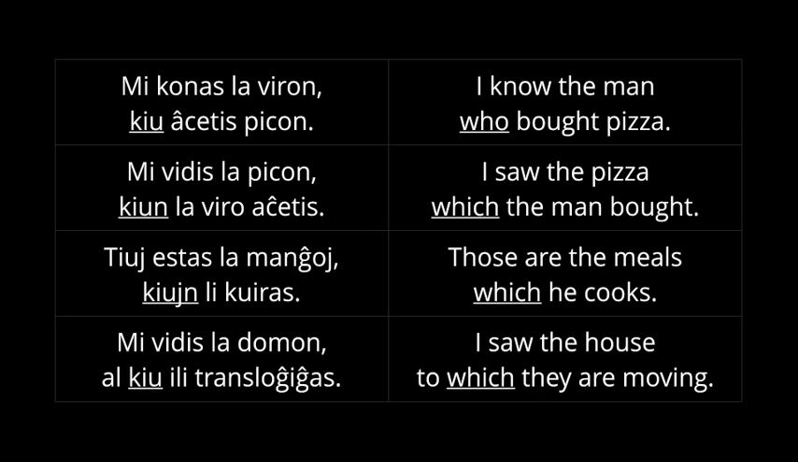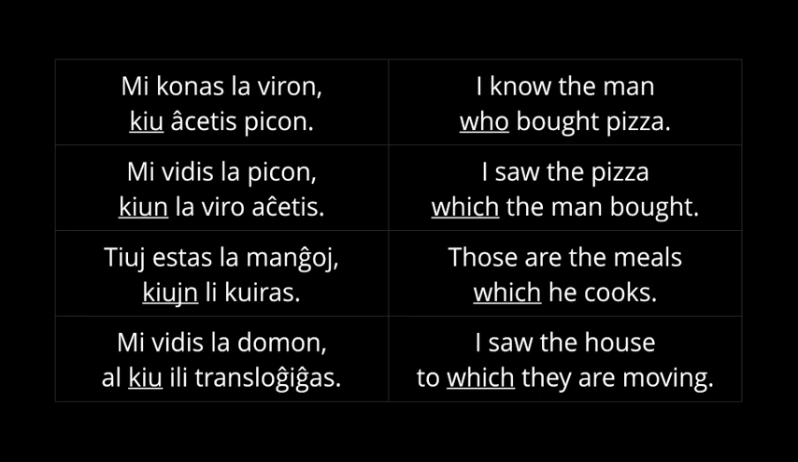Relative pronouns. Let me keep this straight. Relative versus reflexive. Relative pronouns are those things like who and whom in the middle of a sentence when you're linking clauses and thoughts together. In Esperanto, we use "kiu" and its derivatives as the primary relative pronoun. So let's see examples. "Mi konas la viron kiu aĉetis pizzon." I know the man who bought pizza. Now, if I switch that around, it's "mi vidis la pizzon kiun la viro aĉetis." I saw the pizza which the man bought.